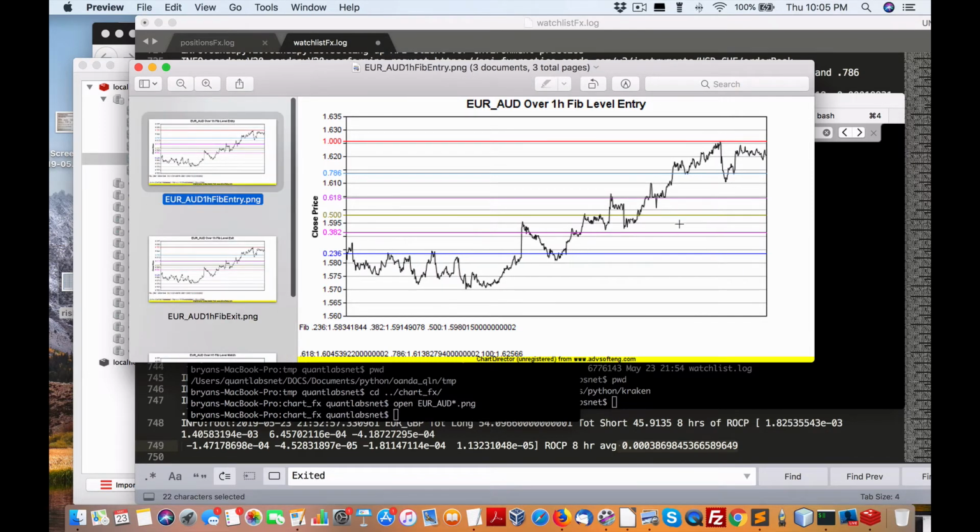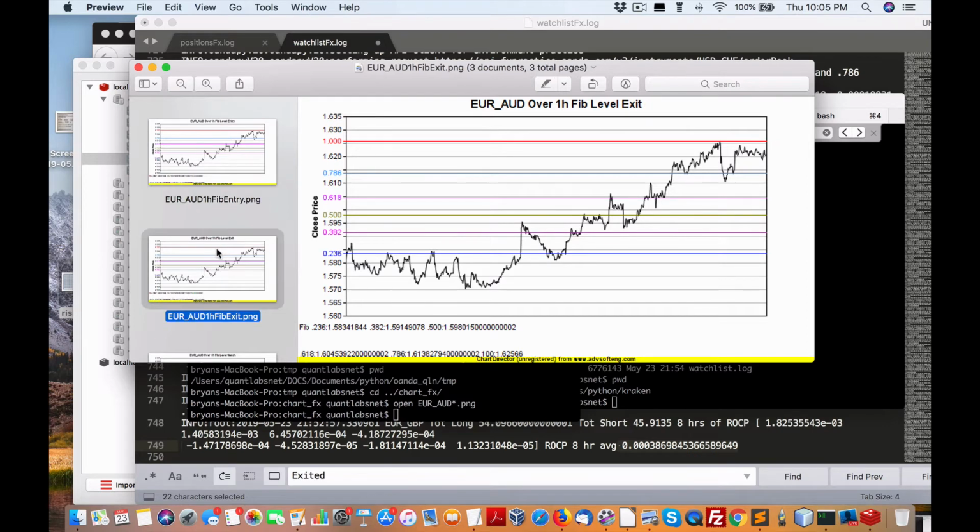So the next mode is the entry. You can see here the entry at this point right here, which is a little high, but we did eke out a profit right here.